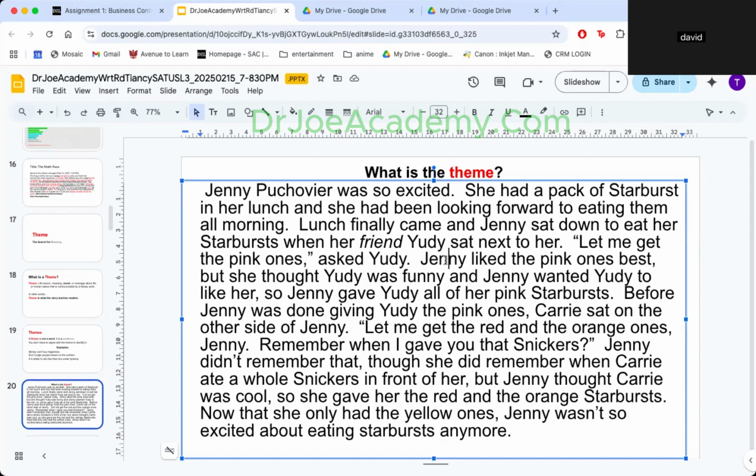Before Jenny was done giving Judy the pink ones, Carrie sat on the other side of Jenny. "Let me get the red and the orange ones, Jenny." "Remember when I gave you that star Snickers?" Jenny didn't remember that, although she did remember when Carrie ate a whole Snickers in front of her. But Jenny thought Carrie was cool, so she gave her the red and orange Starburst. Now that she only had yellow Starburst, Jenny wasn't so excited about eating Starburst anymore.